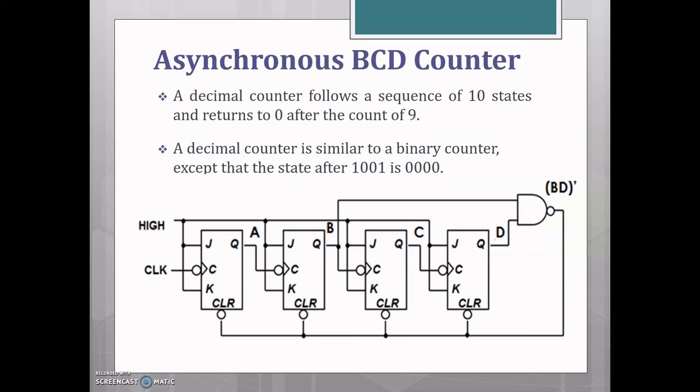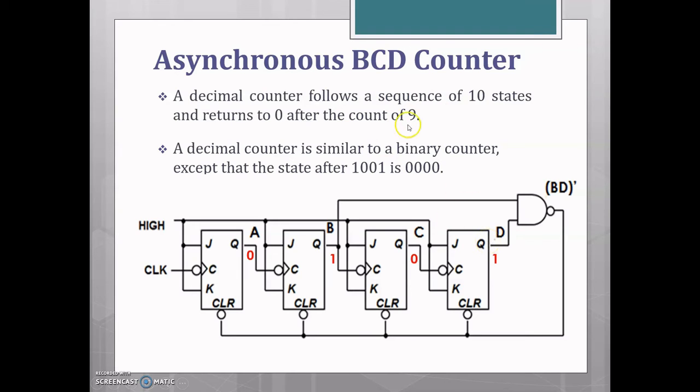Now the asynchronous BCD counter, which is also called a mod 10 counter. Since it consists of 10 states, it will count from 0 to 9. Once state 9 is reached, it will go back to 0. Here the circuit consists of 4 flip-flops, and it is again an up counter. Since there are 4 flip-flops, it would go up to 16, but I need to stop at 9, right?